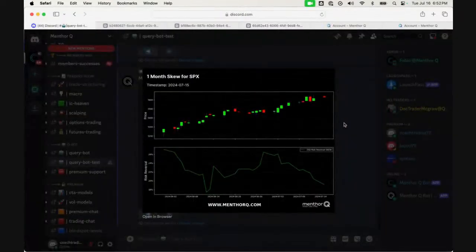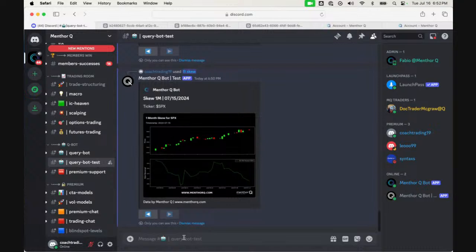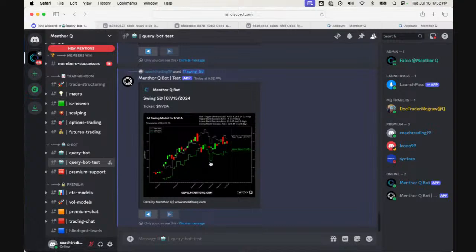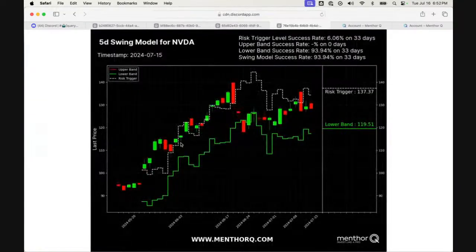Now let's take a look at Nvidia, a stock that everyone likes to trade. 5 days. Let's see what the model is showing us. So the model is showing us lower band 119, 137 upper band, and you look at the success rate once again, 93% on the lower band, upper band success rate has been 0. So once again, we know this is not a time to sell calls on Nvidia.